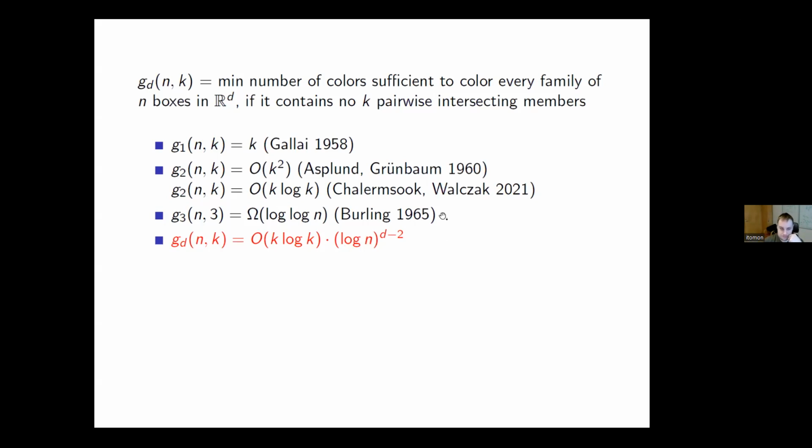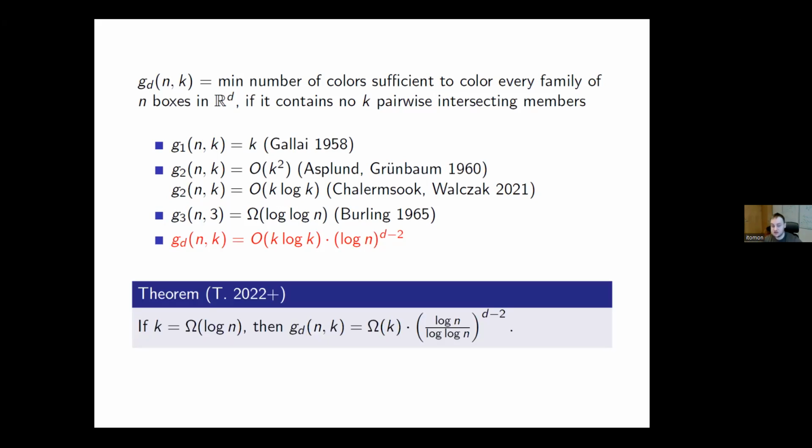But actually, this bound is not that far from the truth, at least when k is some very slowly growing function of n. I can show that whenever k is at least log n, there is a construction where you have no k pairwise intersecting boxes, but you still need at least a constant times k log n over (log log n)^(d-2) colors. So you get a very similar bound as before, and you have a tight relation up to double logarithmic factors.